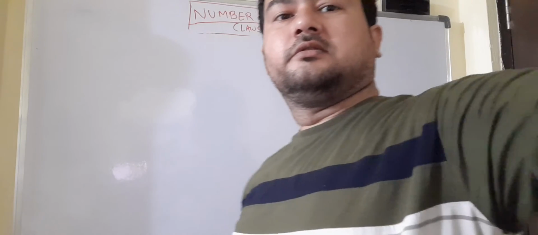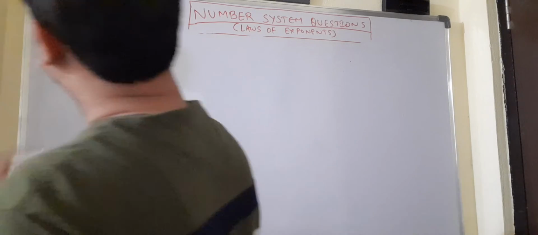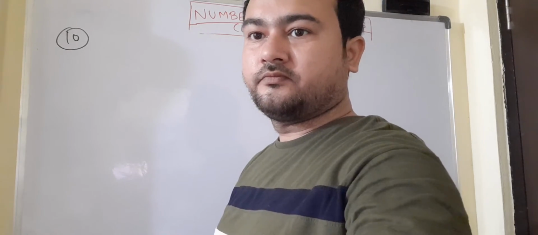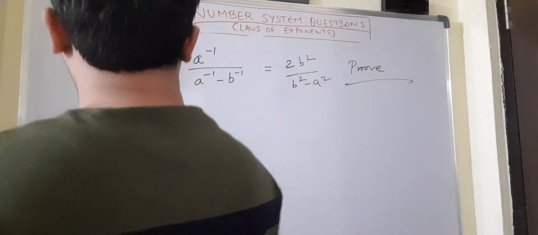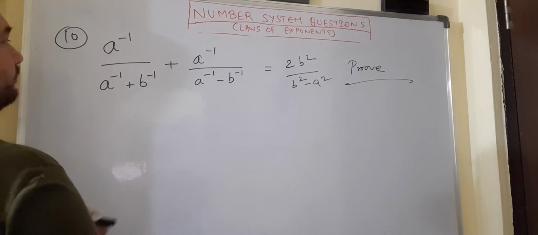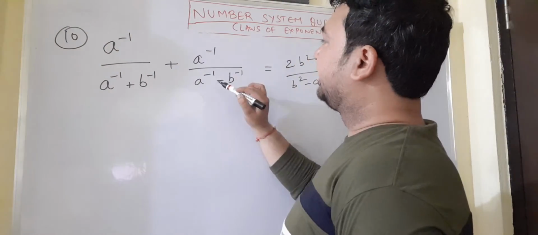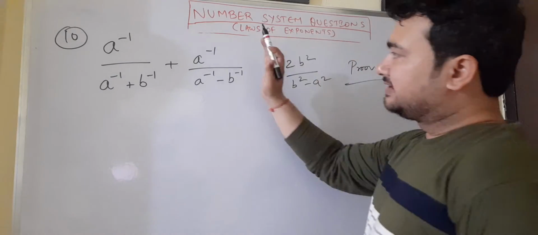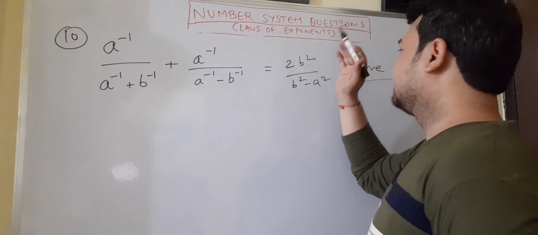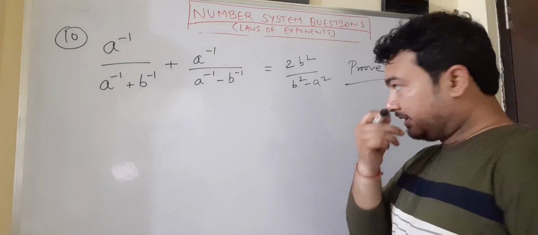Next will be your question number 10. This is your next question. a to the power minus 1 divided by a to the power minus 1 plus b to the power minus 1 plus another term a to the power minus 1 divided by a to the power minus 1 minus b to the power minus 1. This is given, and you have to prove that this is equal to your RHS. What is in RHS? 2b square by b square minus a square.